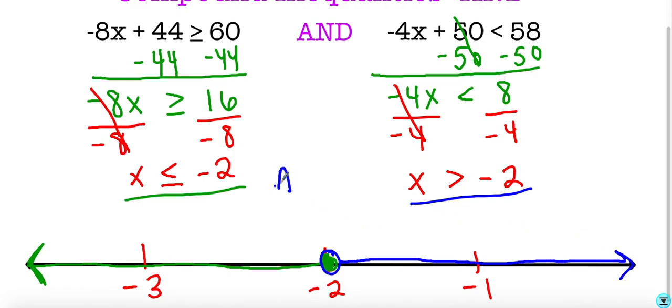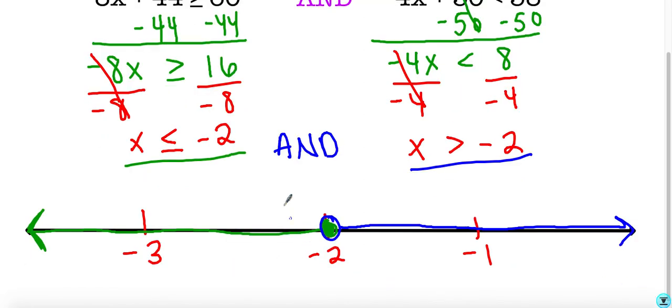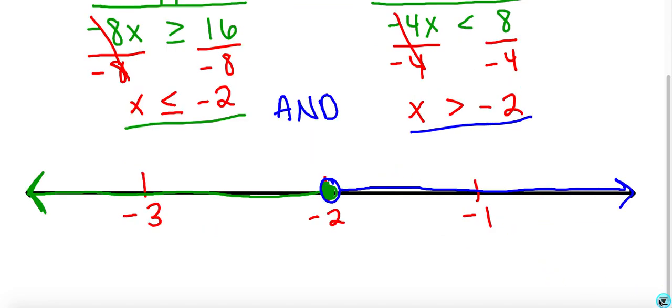Now, because this is an "and" statement, our x needs to be true for both. And although our inequalities meet at -2, our first inequality includes -2 and our second one does not. So technically, our inequalities do not overlap at all because one shades to the left, one shades to the right. And here, where one of the inequalities includes -2, the other one does not. There's no number that's less than or equal to -2, but also greater than -2. So in a case like this, there's actually no solution.